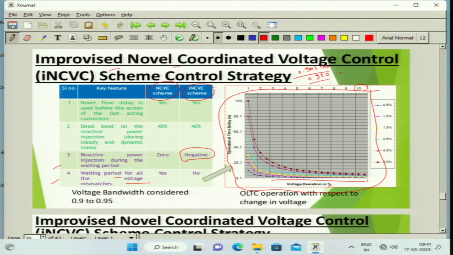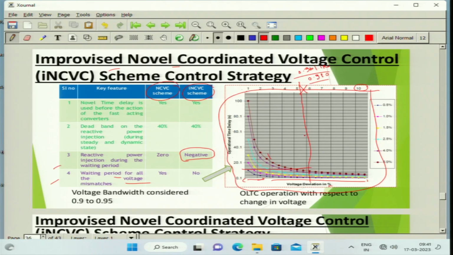And I told you the time delay concept, there is a fixed operation time delay. Actually, to be very honest, the OLTC operation time has these kinds of characteristics. If the deviation is too small, it takes more time to operate. So what we have done is, we have put a bar here. You can see here from 1 to 5, that means 5% change. Above this, it takes more time to operate.